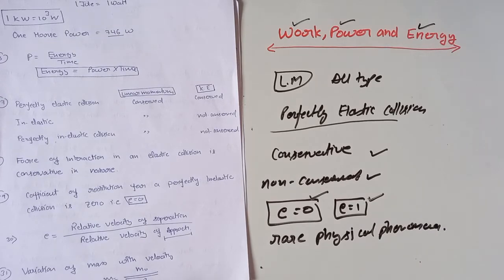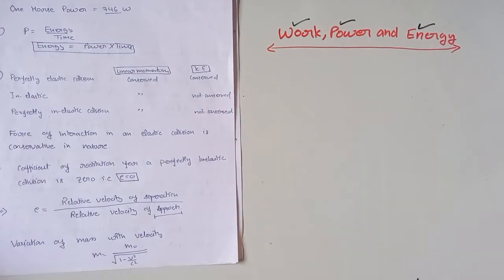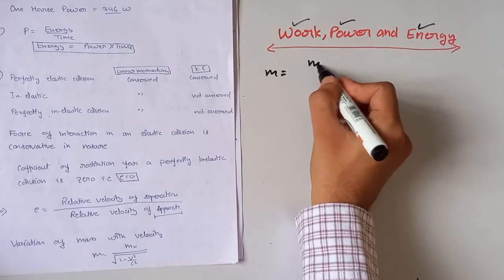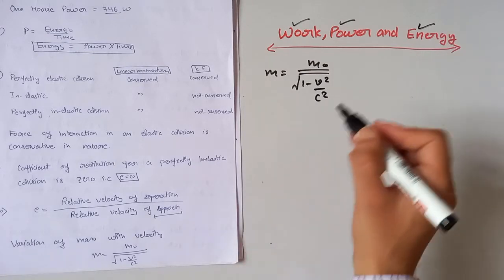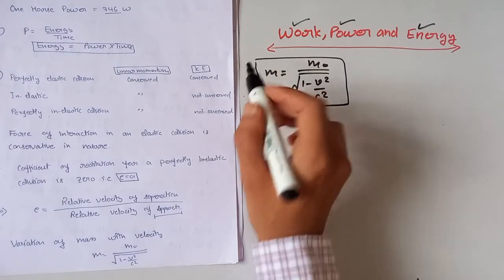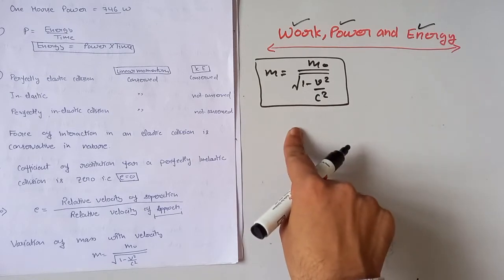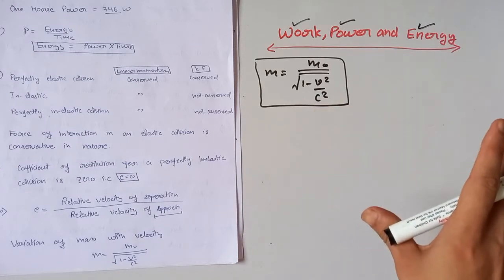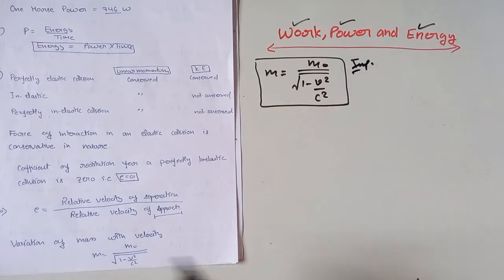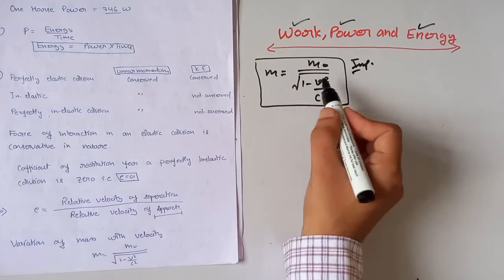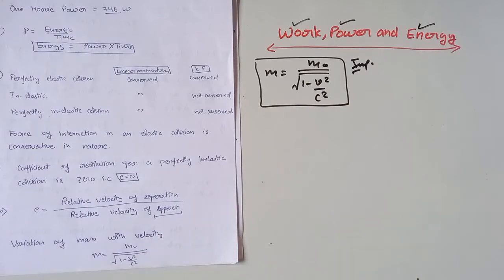And variation of mass and velocity. Our next key point is variation of mass and velocity, given by this expression: m is equal to m naught divided by under root of 1 minus v square over c square. These expressions are very important because in examination, numericals can be asked on the basis of these expressions and formulas. So all these expressions are very important from the examination point of view. This is the variation of mass and velocity given by m is equal to m naught divided by under root of 1 minus v square divided by c square.